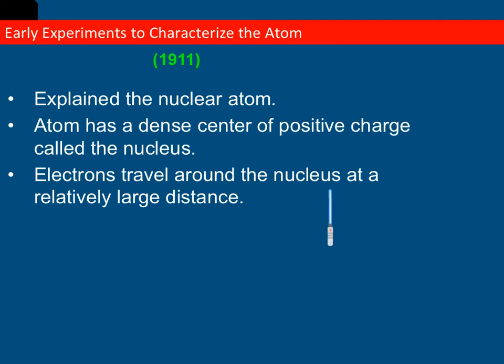But the resulting atom that came out of this experiment was different than the one from before. The results of the cathode ray tube experiment showed an atom that had negative charges embedded into a positively charged matrix. The atom itself was positively charged and the negative charges were embedded into it. Imagine chocolate chip cookie dough, where the chocolate chips are negatively charged electrons and the dough itself is positively charged. Not a lot of empty space in this version of the atom.